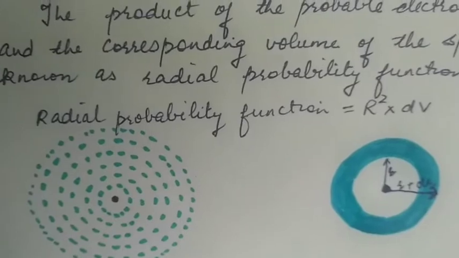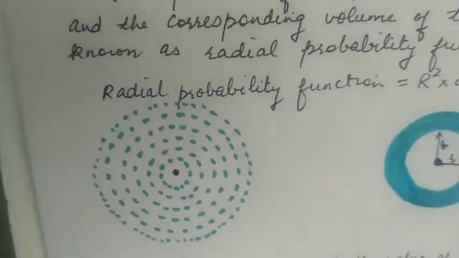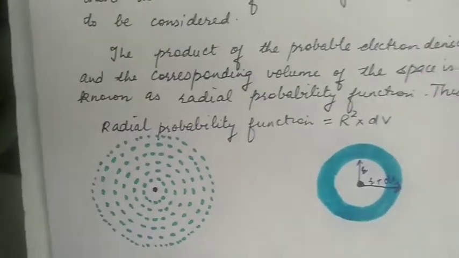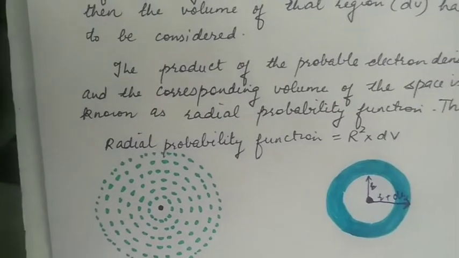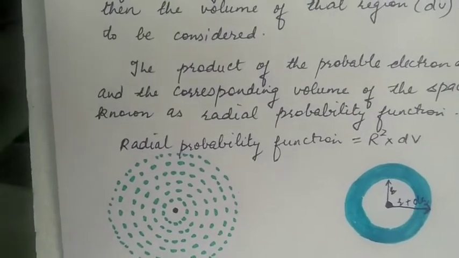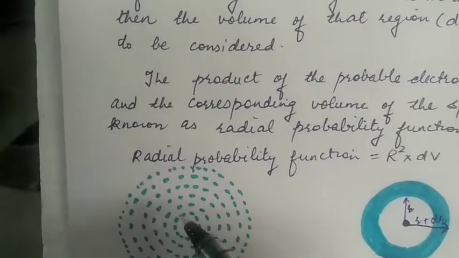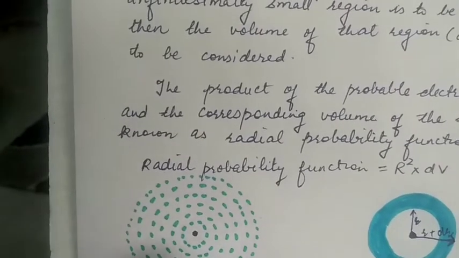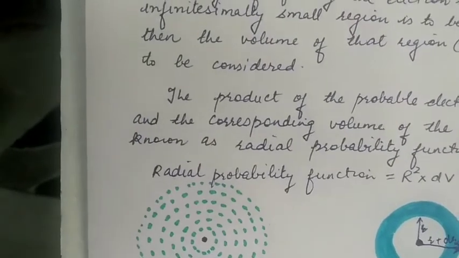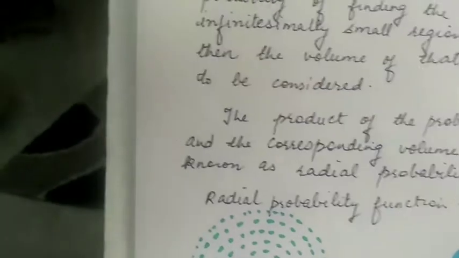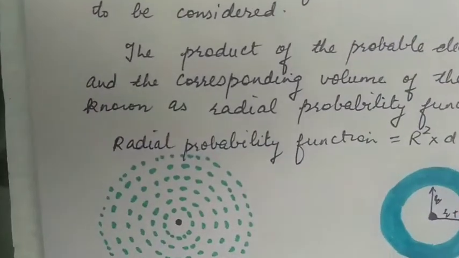So to find out the value of dV, the entire space of electron orbital around the nucleus is supposed to be divided into small imaginary concentric shells of very small thickness, dr each.